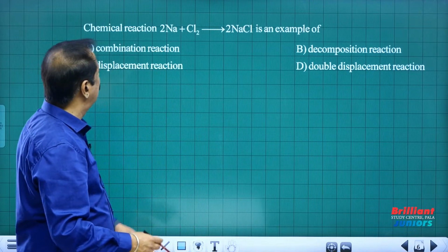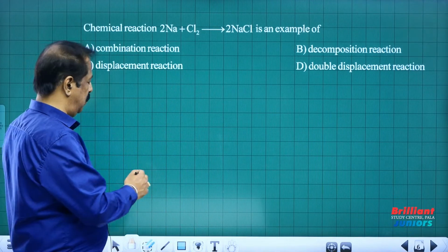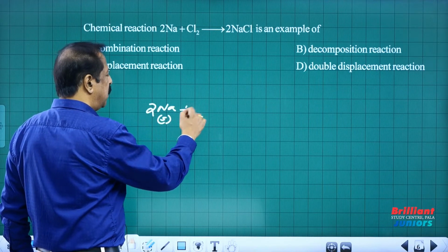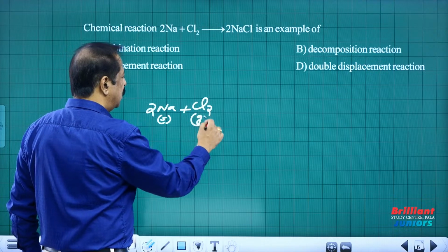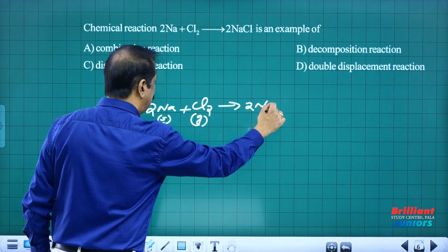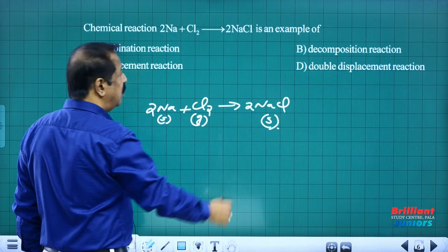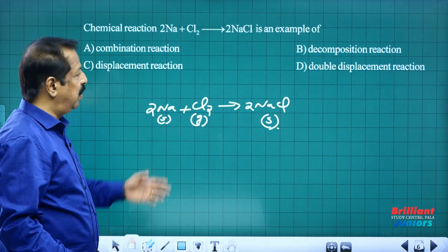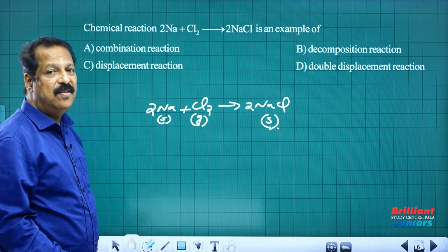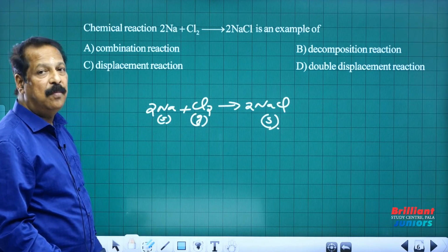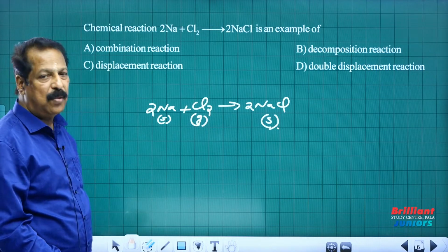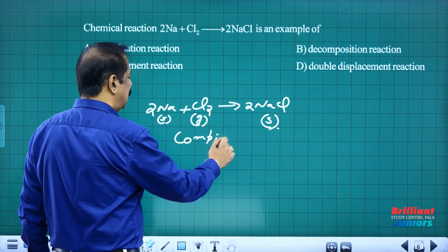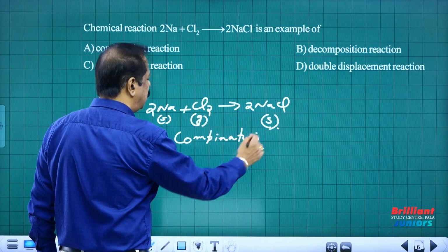And the next one is 2Na plus Cl2, sodium combined with chlorine gas. The product is 2NaCl, sodium chloride. The four types are: the first one, combination reaction; second, decomposition reaction; third, displacement reaction; and fourth, double displacement reaction. So this is an example of a combination reaction.